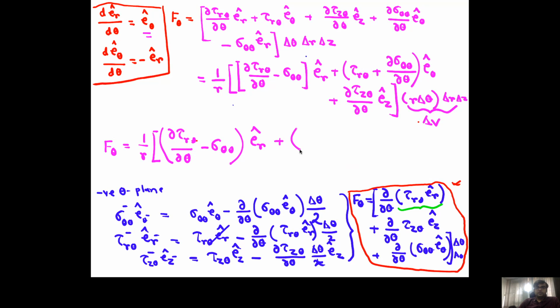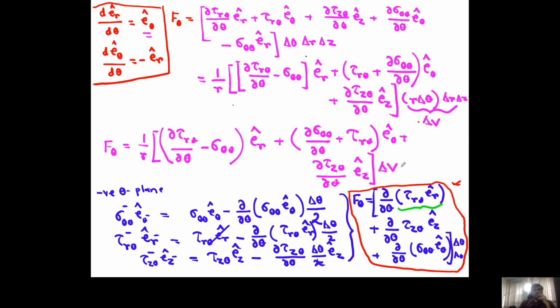plus del sigma theta theta del theta plus tau r theta e theta plus del tau z theta del theta ez, and then you have your volume. So this is your final f theta. So let me see it once more so that I can write it without seeing it.